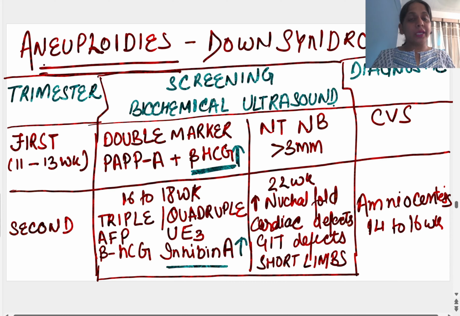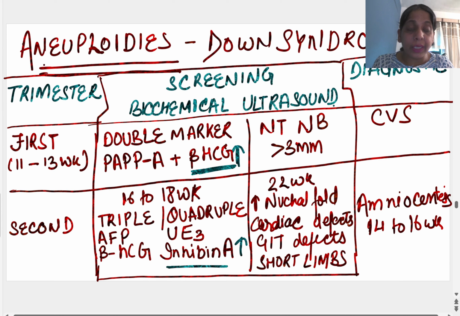Okay, they do ask you these questions. Papa beta: what all markers are tested in double markers? Pregnancy associated plasma protein A, and beta hCG. Okay, papa beta double marker. Papa beta pair is the double marker. And when it is tested, 11 to 13 weeks. Okay, then the ultrasound is NT-NB.